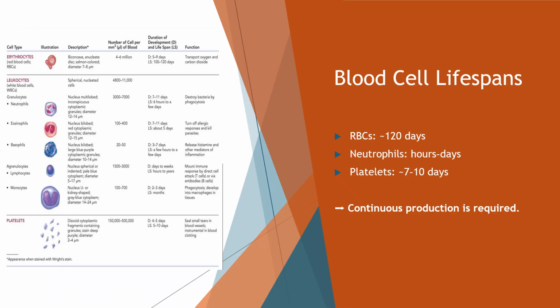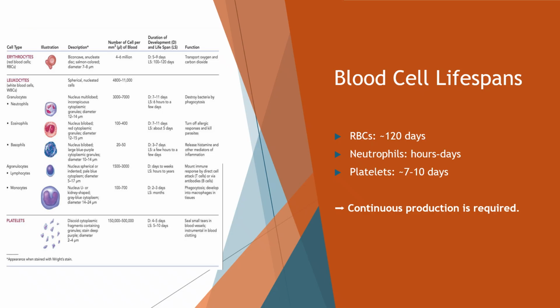Neutrophils are the disposable emergency responders. They live hours to days, depending on whether they get called into action. Once they leave circulation and enter tissue during inflammation, their lifespan drops dramatically. They show up fast, do their job aggressively, and burn out quickly. The healthcare workers of the cellular world. Platelets last about 7 to 10 days, constantly cycling to maintain clotting readiness.